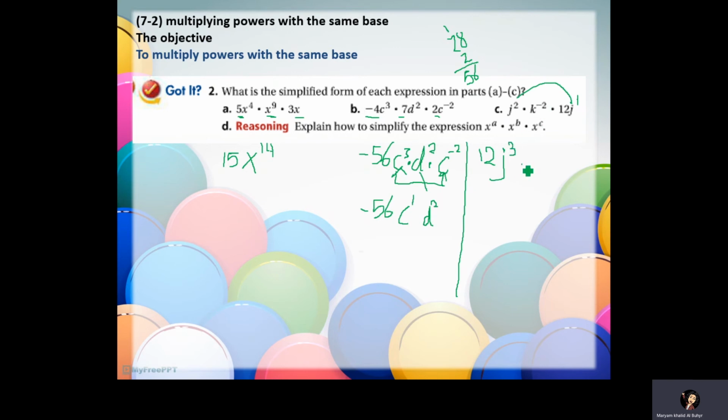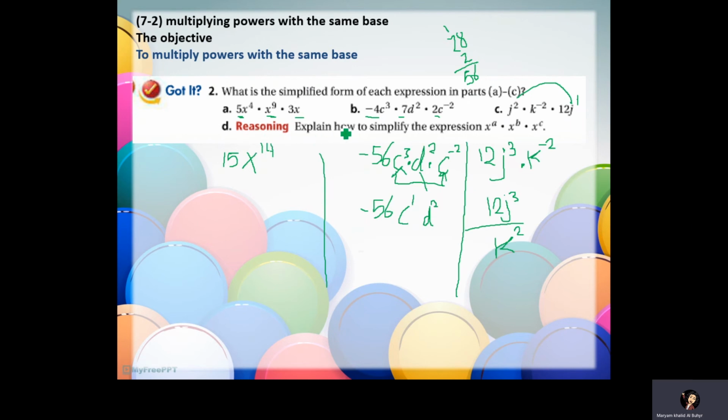I will drop my k times k to the power negative 2. You learned yesterday that negative 2 should be moved down. So 12 j to the power 3, I will move it down, I'll put a fraction, k to the power 2. I will give you more exercises, but please make sure that you try them by your hand.